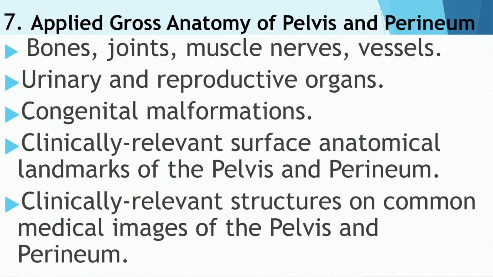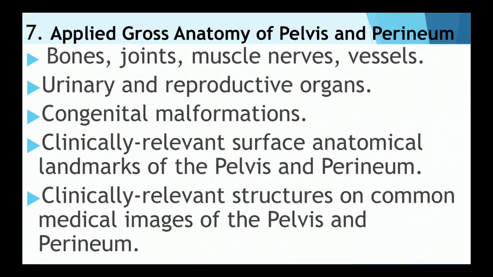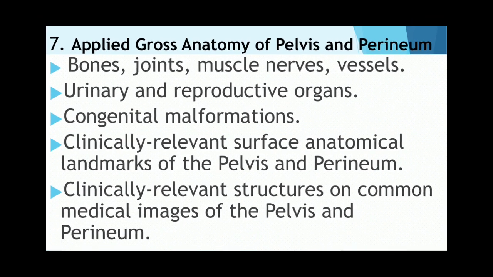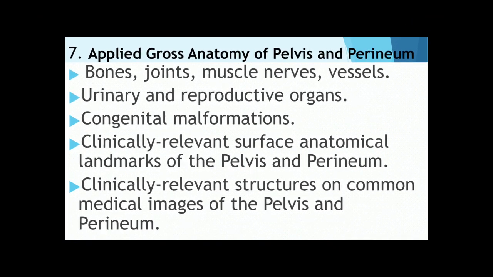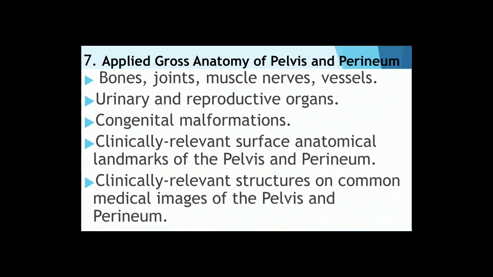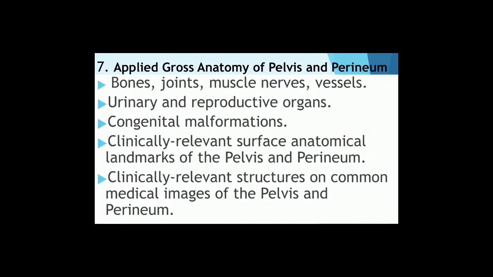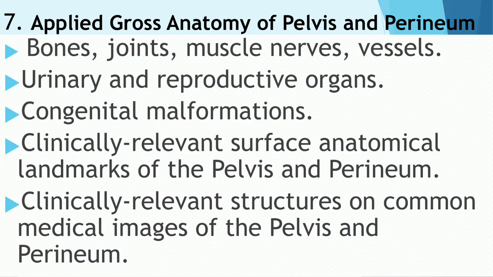Next topic here is the applied gross anatomy of the pelvis and perineum. You need a review of the bones, joints, muscles, nerves, vessels. Also the urinary and reproductive organs should be taught. Congenital malformations also. Congenital malformations that you find in the pelvis and perineum can only be appreciated with a good knowledge of applied gross anatomy of the pelvis and perineum. The students also should be taught the clinically relevant surface anatomical landmarks of the pelvis and perineum, and then clinically relevant structures on common medical images of the pelvis and perineum.